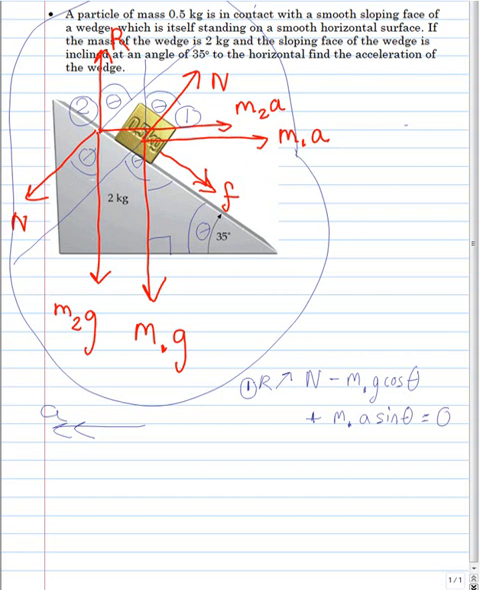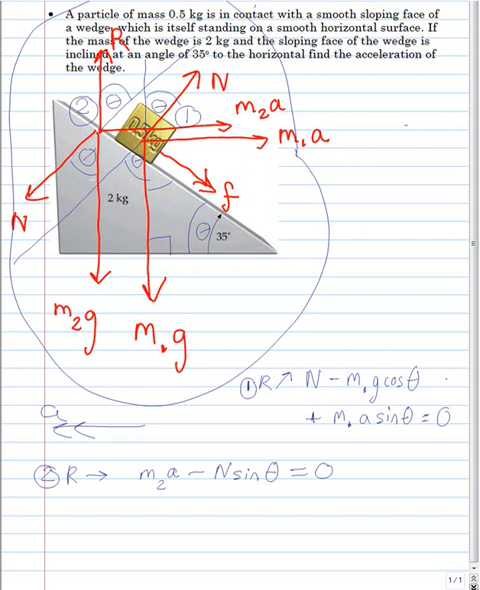I will now look at system 2. For system 2, I'm going to resolve horizontally. I do that so that I eliminate R and M2g and only have the a and the N coming into my equations, which makes the maths a bit simpler. So what do we have? We have the pseudo force m2a minus N sin theta. And in my non-inertial reference frame, the wedge is in equilibrium, it's not accelerating.